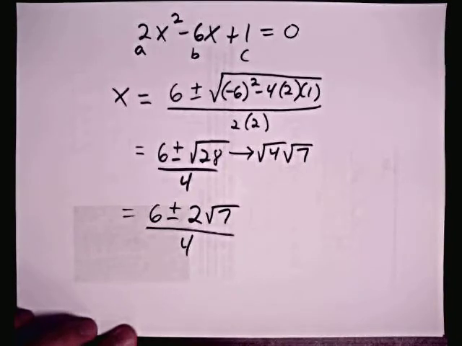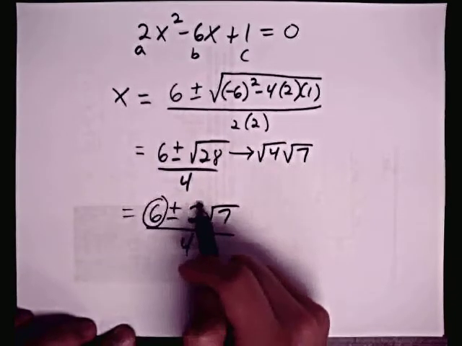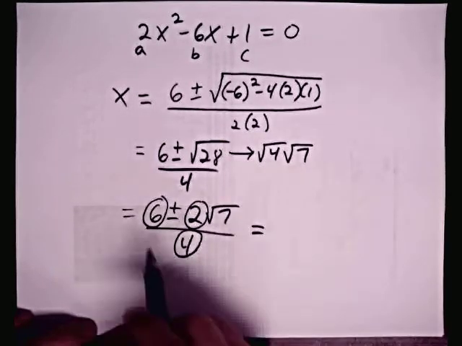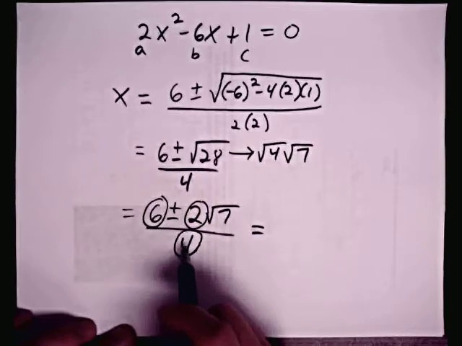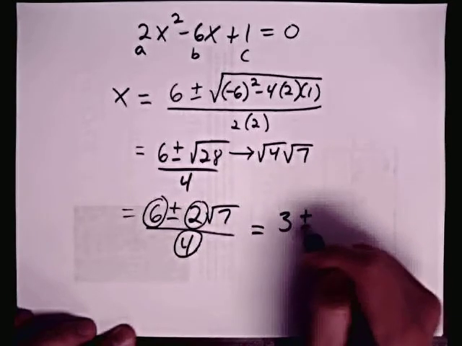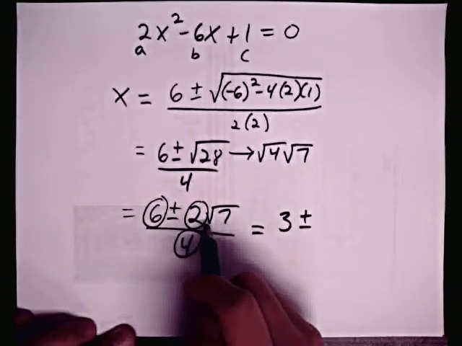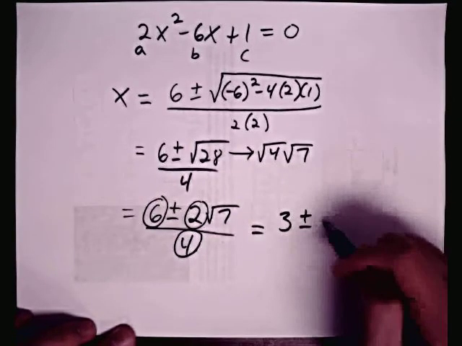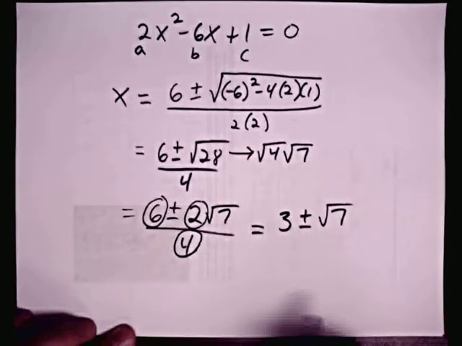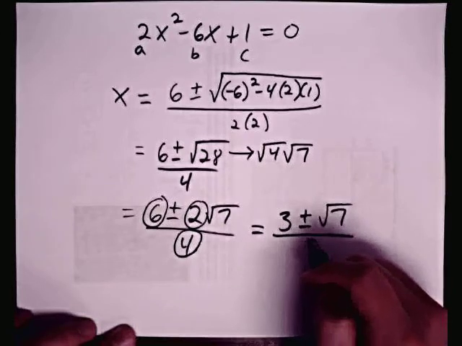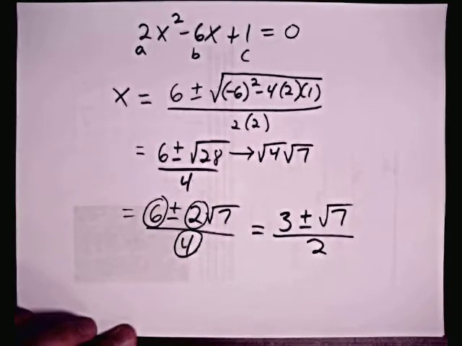After you simplify your square root, then you can look at these three numbers and see if your fraction simplifies. 6, 2, and 4 are all divisible by 2, so we want to divide them by 2. 6 divided by 2 is 3, plus and minus. 2 divided by 2 is 1, and because there's still the square root 7 there, you don't have to say 1 square root 7, you can just say square root 7. All over 4 divided by 2 is 2. So there's your final simplified answer.